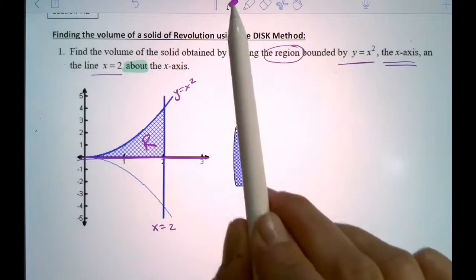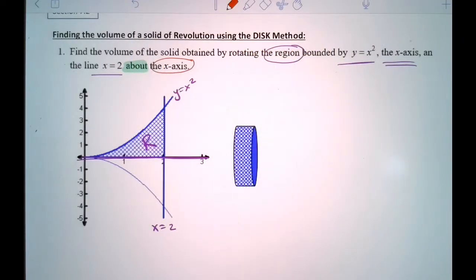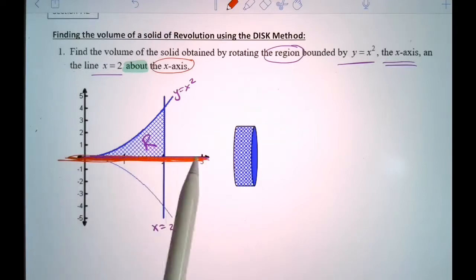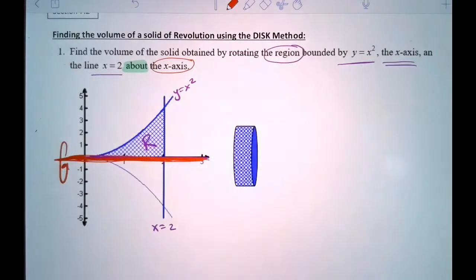So I usually think about the spinner as being bold. I like to put it in my drawing here. So I'm going to overlay over the x-axis, which was one of our boundaries, by the way. And I even put a little spinner on my picture, like, hey, here's where we're rotating about.